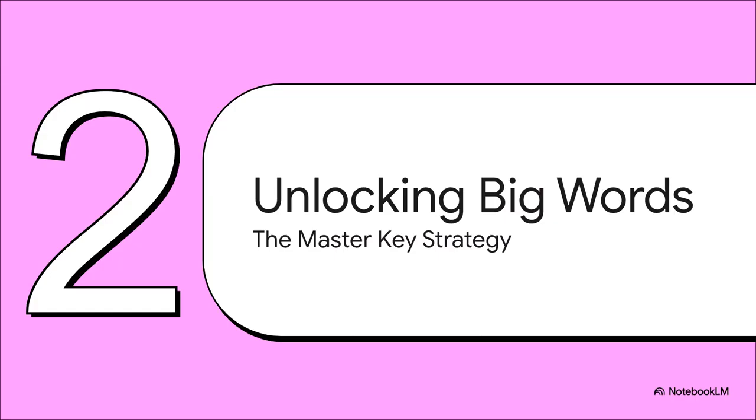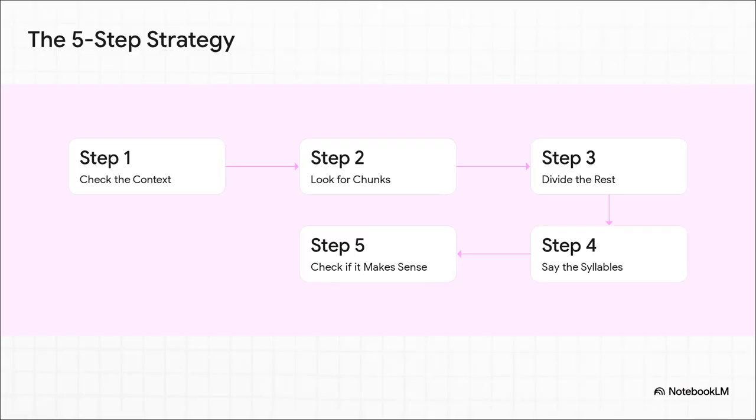Okay, so we've got our first building block, the CVC pattern. That's great for small words, but what about those monster words? How does this help? Well, now we get to the master key. This is a super reliable 5-step strategy that you can use on pretty much any big word you come across. Think of this as your roadmap, or maybe your detective's checklist. First, you check the context. Then you look for easy chunks, like prefixes and suffixes. After that, you divide what's left, sound it all out, and finally, you just check if it makes sense.